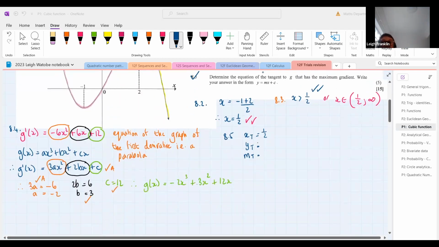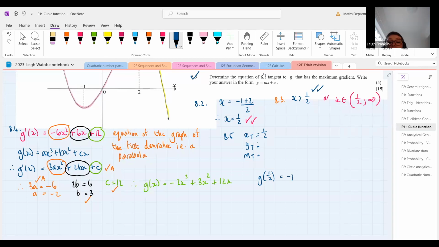Where is that going to come from? You're looking at it on the screen at the moment. That's why I moved it down a little bit. How are we going to get the y coordinate? That's it, Nhlanhla. We're going to sub x into g. Well done. So we're going to calculate g of a half. So we're going to sub that in. So we've got -2 times a half cubed plus 3 times a half squared plus 12 times a half. And what do we get?